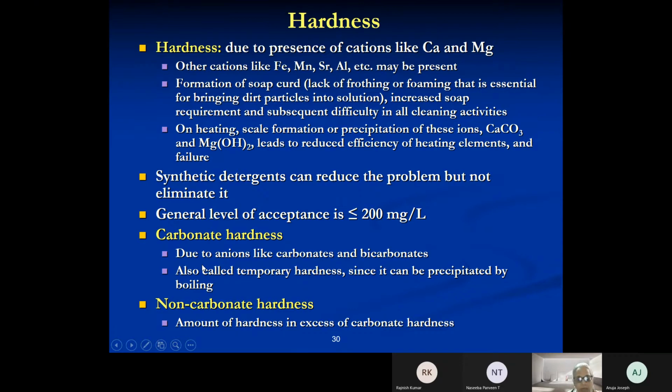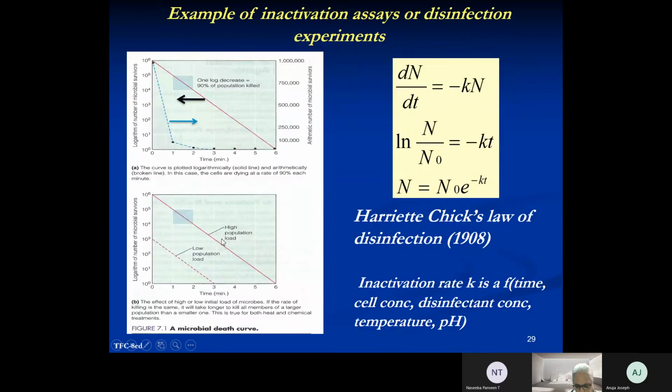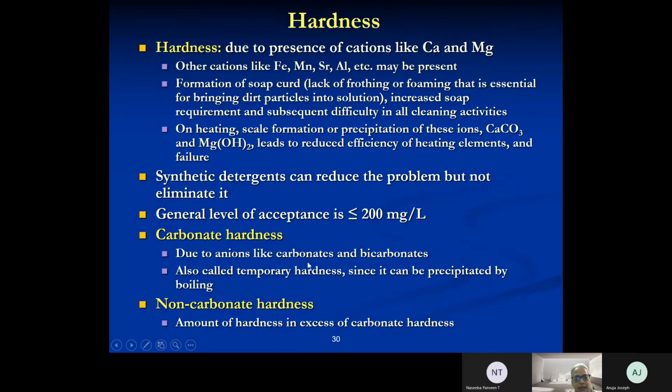So this part of the hardness, so the hardness here is calcium plus magnesium. Carbonate hardness is the hardness associated with carbonate or bicarbonate. In our particular example here, there is no carbonate, and therefore it's just bicarbonate hardness. So due to anions like carbonates and bicarbonates, we have carbonate hardness. This is called temporary hardness because it can be precipitated by boiling.